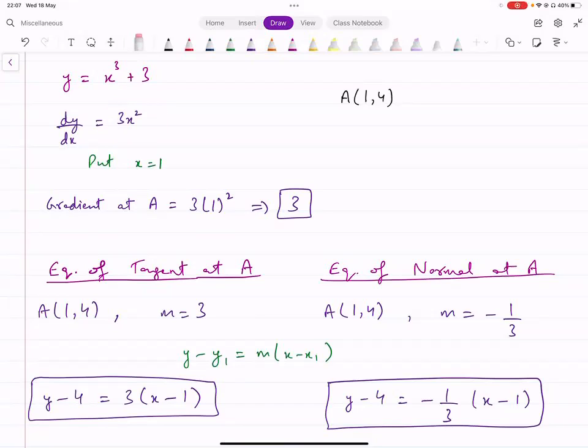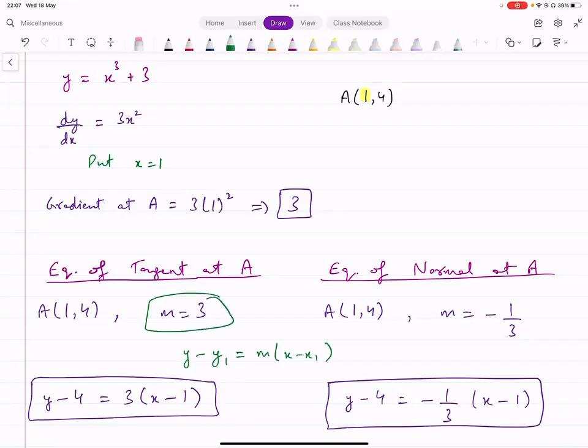अब किस पॉइंट पे आपको ग्रेडियंट चाहिए? पॉइंट A के ऊपर. तो पॉइंट A के ऊपर x कोऑर्डिनेट क्या है? x कोऑर्डिनेट इज 1. You input x equals 1 in this derivative and that is going to give you the gradient at that point A, and that turns out to be 3. अब 3 आपका ग्रेडियंट है उस कर्व का उस पॉइंट के ऊपर. तो इसका क्या मतलब है? आपके टेंजेंट का जो ग्रेडियंट होगा that is also going to be 3.